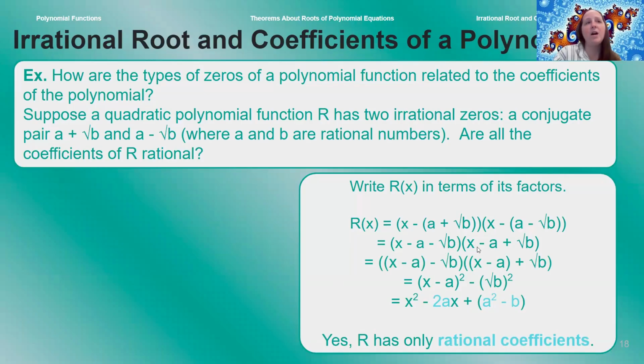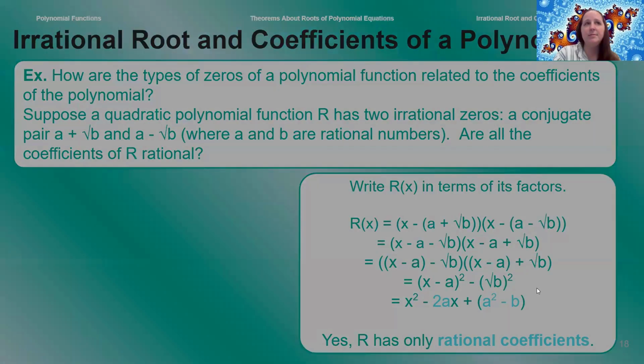If I have a conjugate pair, a plus square root of b times a minus square root of b gives me a squared minus the square root of b squared, which is just b. Okay, so you can notice that all of my factors are going to end up being rational coefficients.